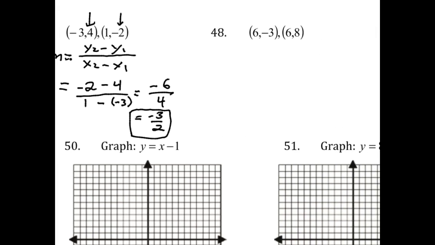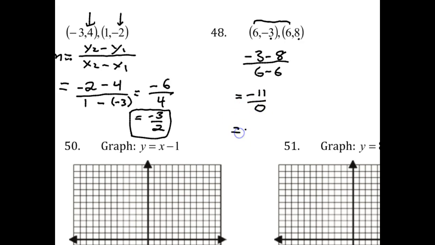On number 48, similar. Now you might remember if these are the same, you can kind of predict what's going to happen ahead of time. But let's do the formula anyway. Let's do negative 3 minus 8. The two y's are on top. And on the bottom you'll have 6 minus 6. Right? So that will be negative 11 over 0.